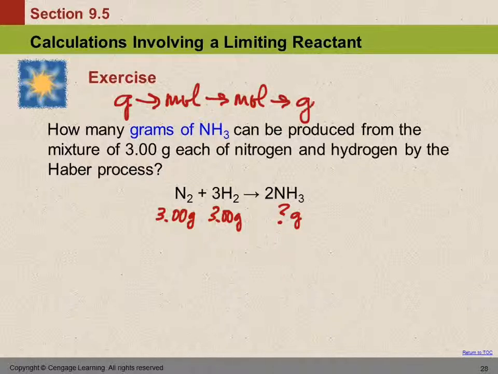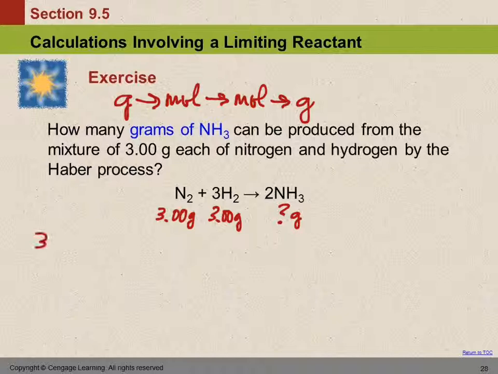So the previous one was made up compounds, just A, B, and C. This one's actual elements and compounds. So we have the balanced chemical equation. We're given 2 masses, and that's what clues us in that this is going to be a limiting reactant problem. We need to do 2 equations, one with each mass, to figure out, well, if we use up all the nitrogen, how much ammonia can we make? If we use up all the hydrogen, how much ammonia can we make?